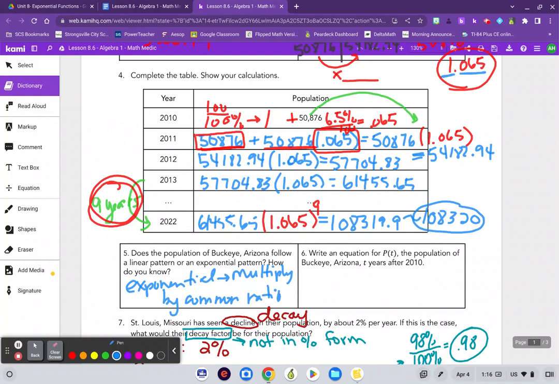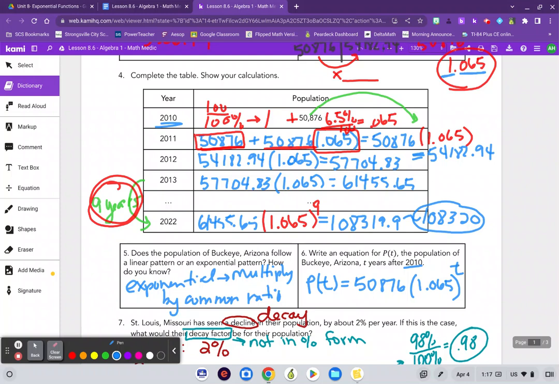It says, write an equation for P of T, the population of Buckeye, Arizona, T years after 2010. And so P of T equals my initial. We started out in 2010, so my initial would be my year 2010. That's my starting year. 50,876 times 1.065, because that was my common ratio, raised to the T. This is exponential. So this was a growth problem.